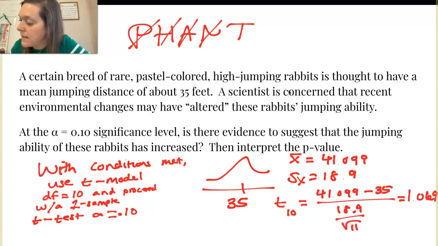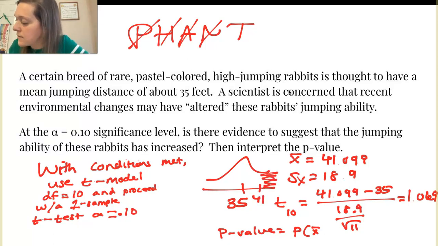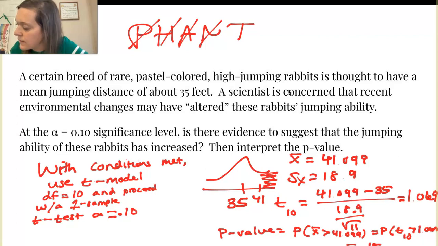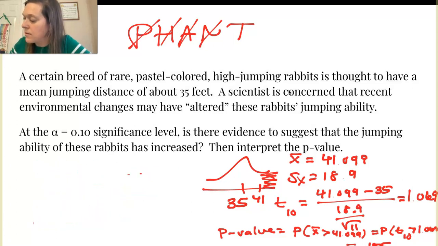My p-value is going to be equal to the probability that my x bar is greater than 41.099, which is equal to the probability that my t-score, with degrees of freedom of 10, exceeds 1.069, which was equal to 0.155. All right, so now we got to make a decision, and then make a conclusion.